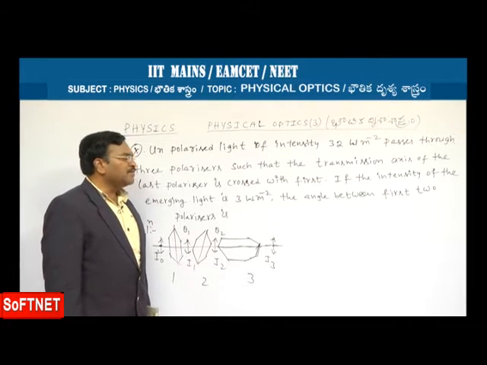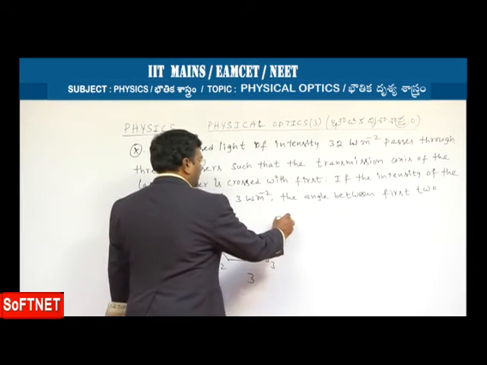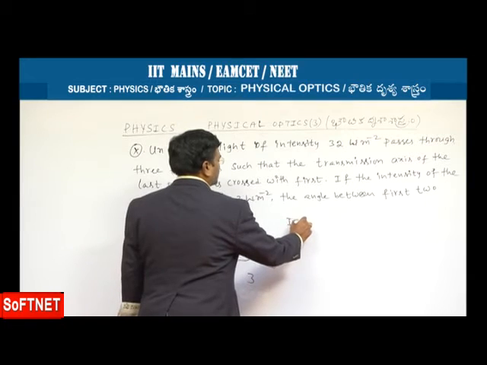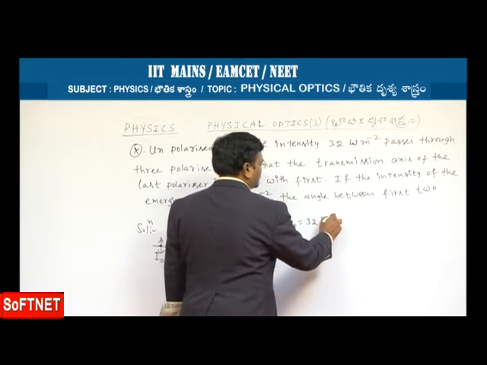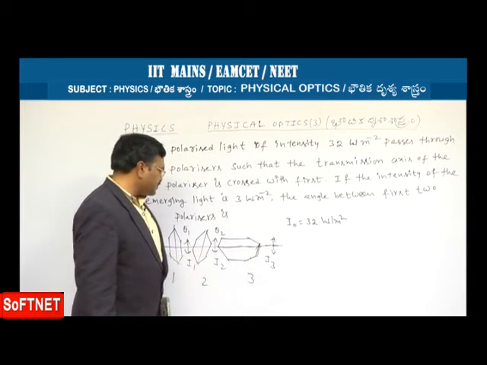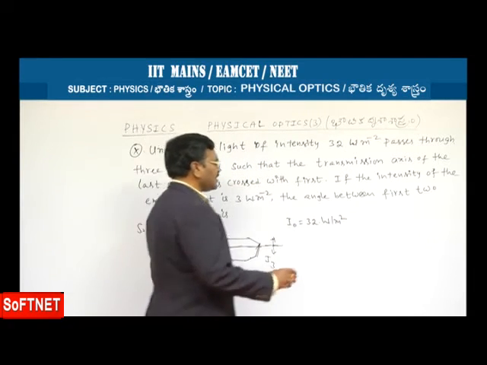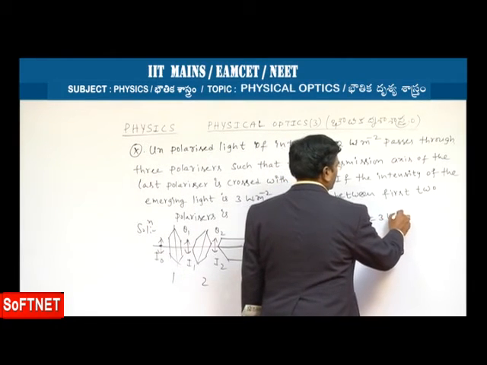Angle between first two polarizers. According to our theory, I naught is 32 watt per meter square. I3 is 3 watt per meter square.